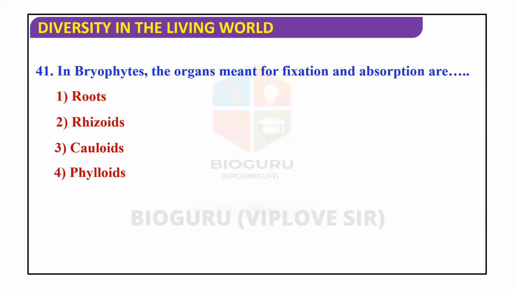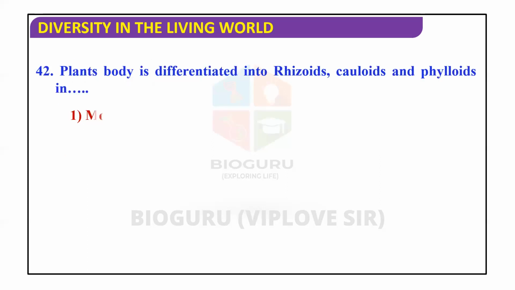In bryophytes, the organs meant for fixation and absorption are roots, rhizoids, caulioids or phylloids. It is for fixation and absorption. It is rhizoids, the root-like structures. Plant's body is differentiated into rhizoids, caulioids and phylloids in mosses, algae, fungi or ferns. Yes, it is mosses. That's good.